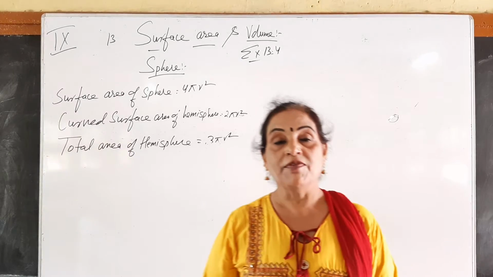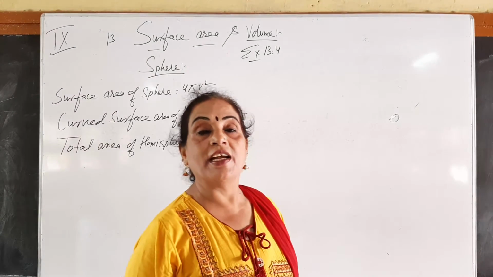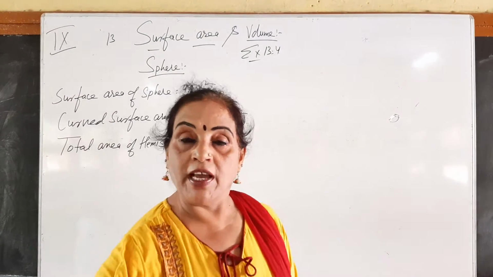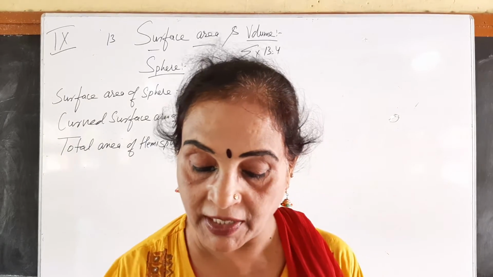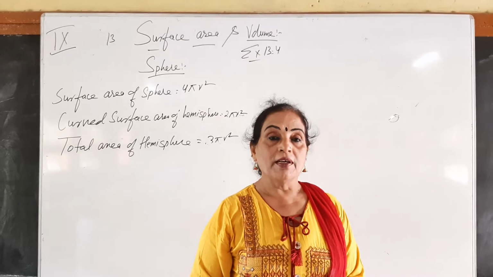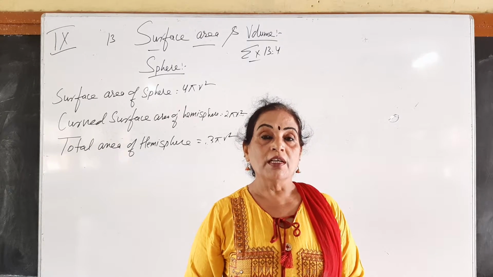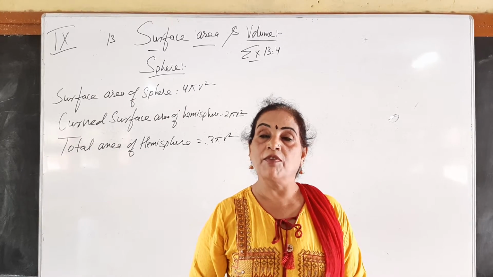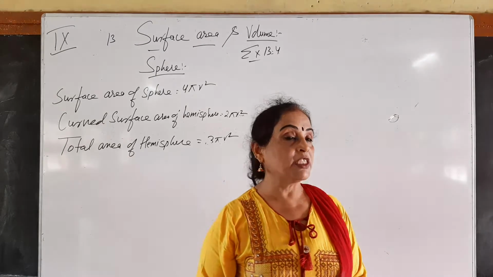Good morning students. As we have started the chapter surface area and volume, in that we have done cuboid, cube, cylinder, cone. Now today we will discuss the sphere and hemisphere.